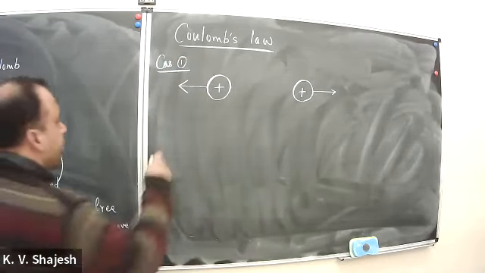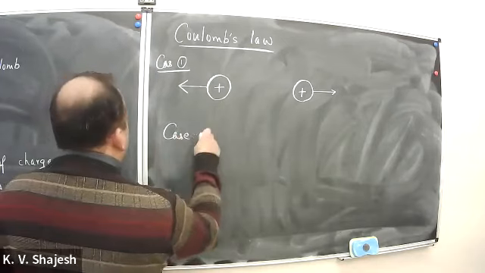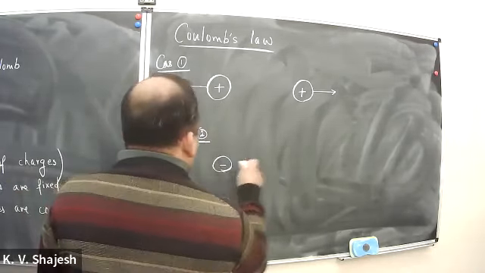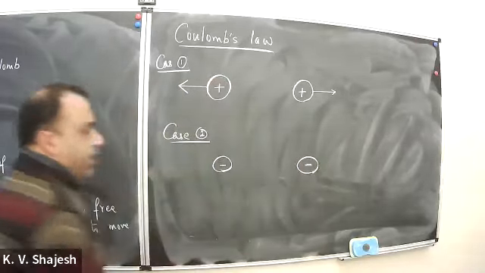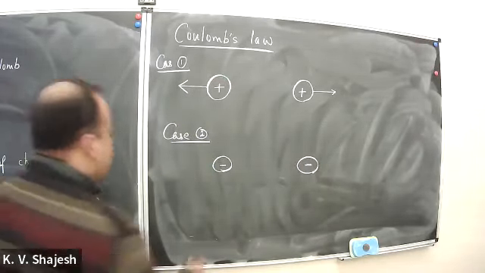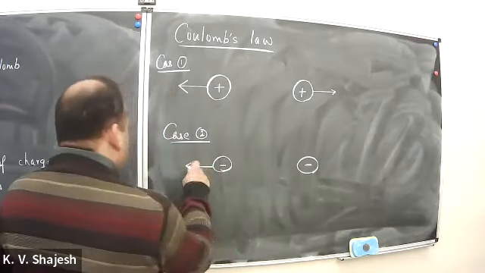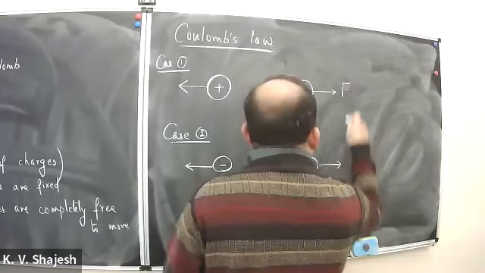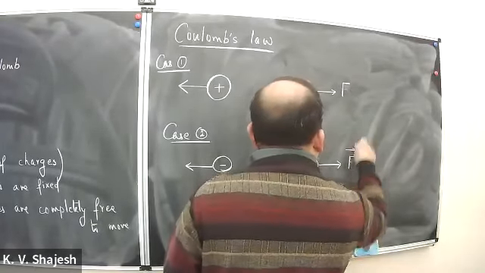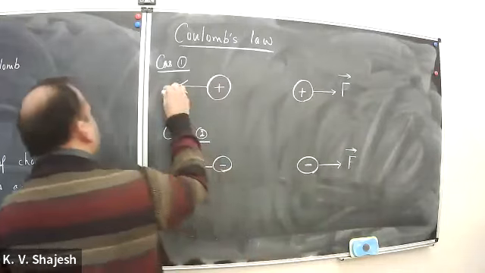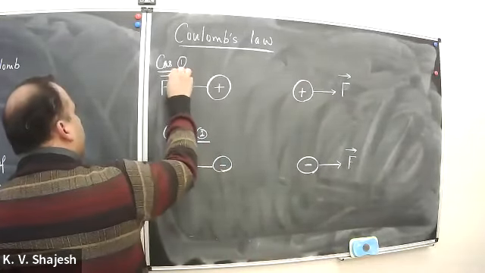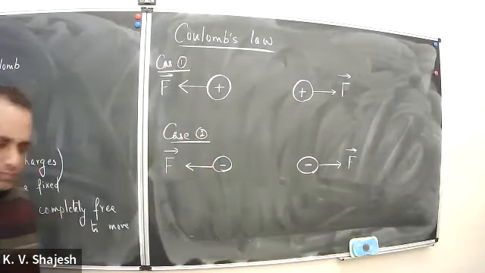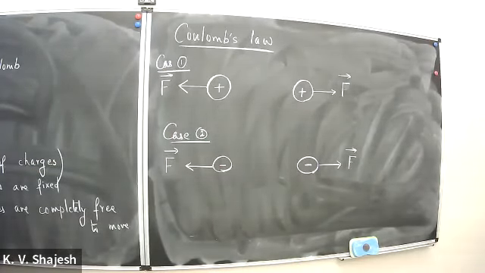There could be another case where you have two negative charges, and again it turns out that they repel. So there is a force that acts on this, let me say a vector force, and we would like to know what this force is. That's our goal, and that's what Coulomb tells us.